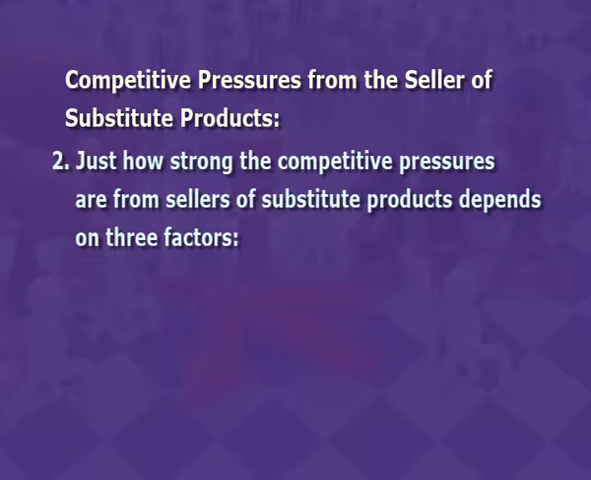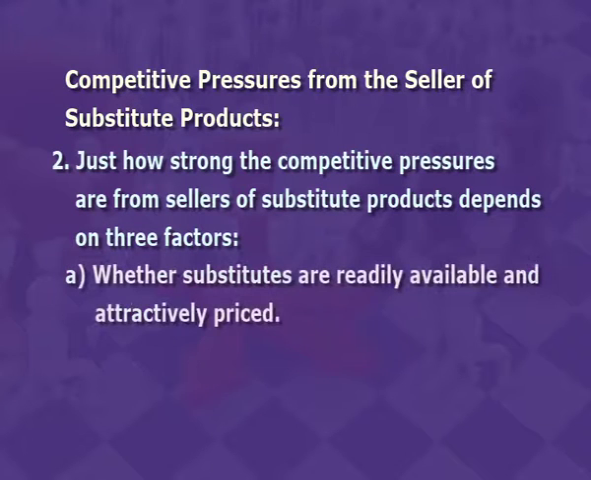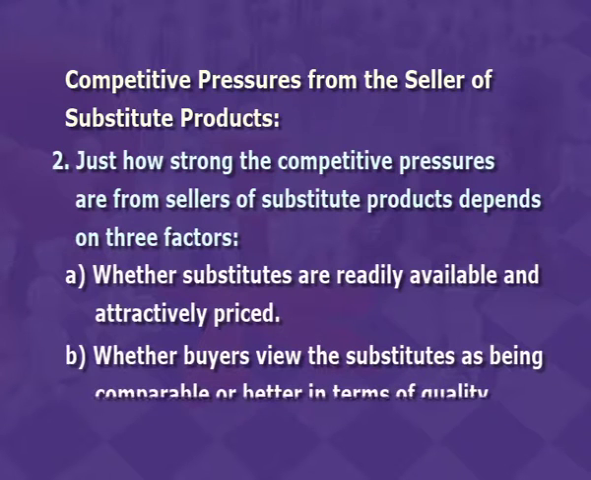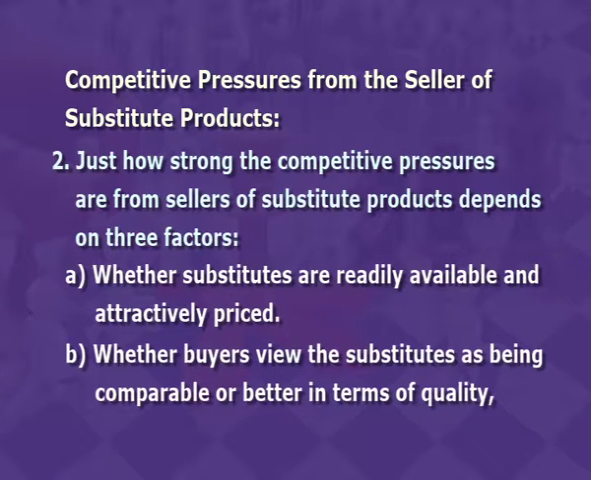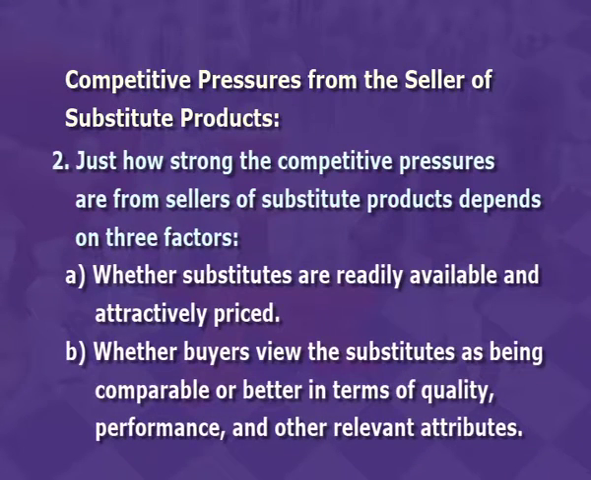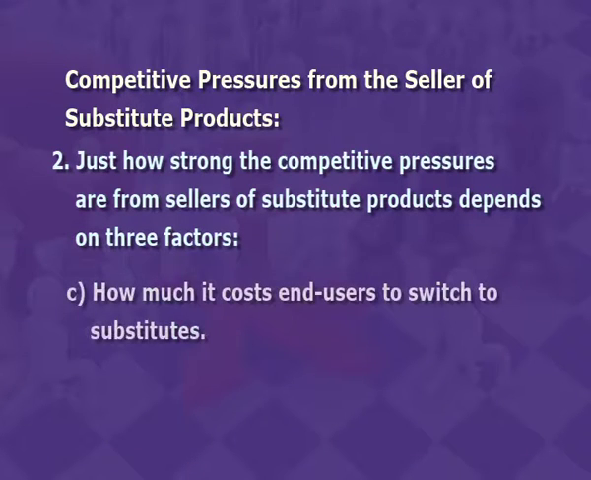Second, just how strong the competitive pressures are from sellers of substitute products depends on three factors. A. Whether substitutes are readily available and attractively priced. B. Whether buyers view the substitutes as being comparable or better in terms of quality, performance, and other relevant attributes. C. How much it costs users to switch to substitutes.